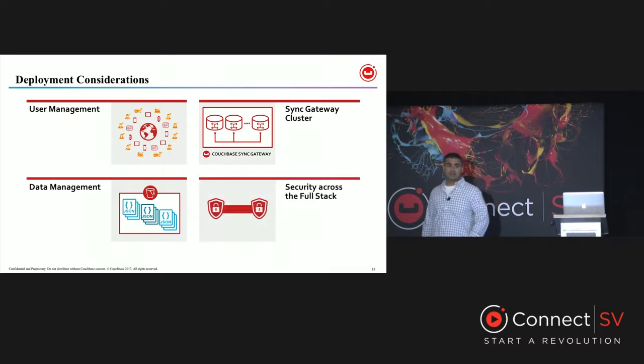And last but not least, the security across the full stack. I just showed you a very simple authentication mechanism which is basic auth, HTTP, where you're adding your username and password in the Sync Gateway config file. That's obviously great to get started, but that's not what you're going to be using when you deploy it in production. So using the right authentication configuration and then figuring out what that is definitely a deployment consideration there.